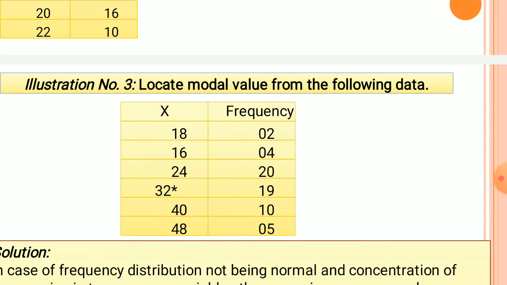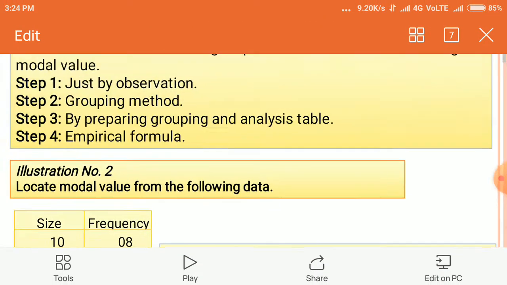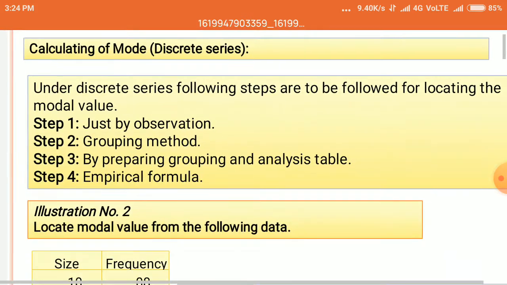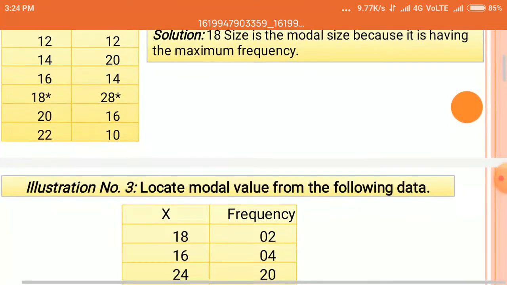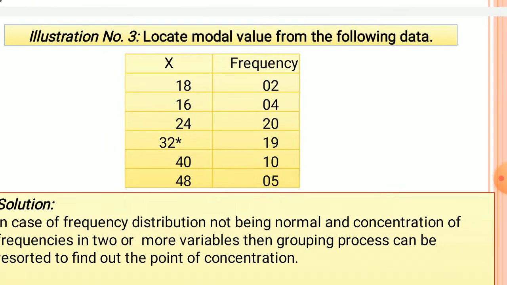Now another problem: locate the modal value from the following data. Here, by the grouping method, we can calculate the modal value. Just by observation, here also we can locate the modal value. Here the highest frequency is 20. Therefore the modal value is 24. So 24 is called the modal value because it has the highest frequency.